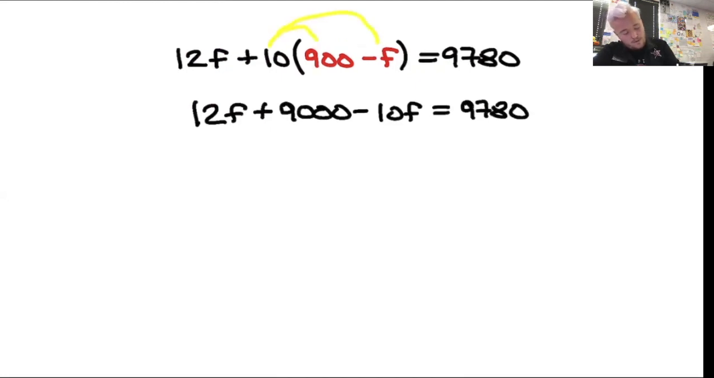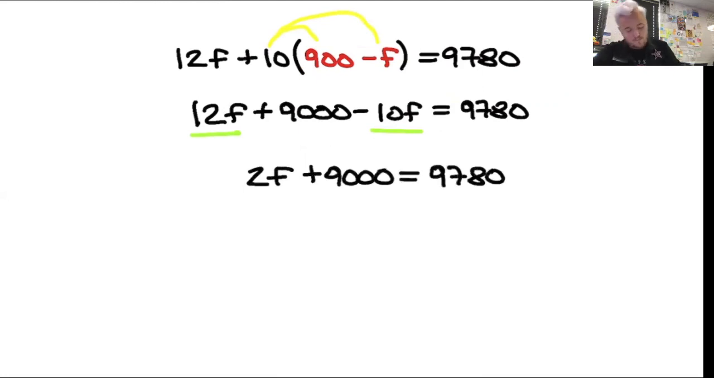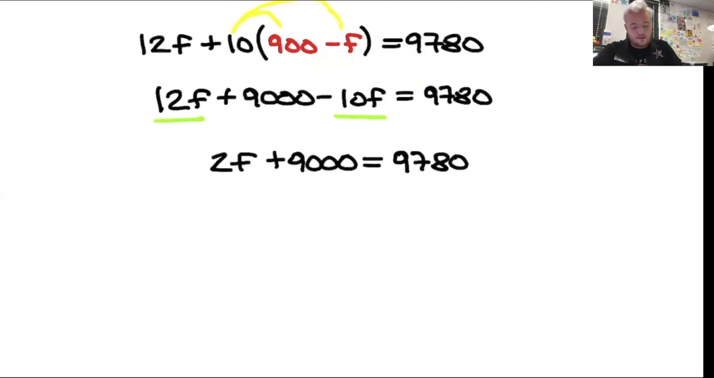Now I'm going to combine my like terms. So 12F minus 10F, that's going to leave me with 2F plus 9,000 equals 9,780. Now I need to subtract 9,000 on both sides.